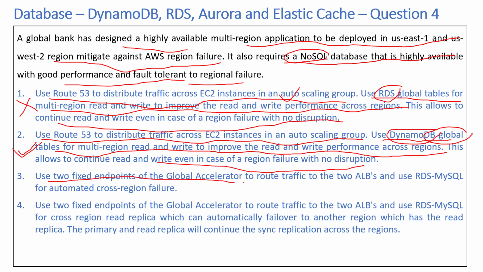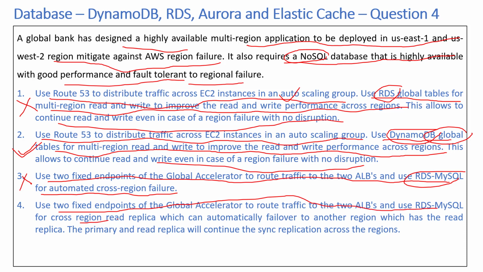Use two fixed endpoint Global Accelerator to route the traffic to LBs and use RDS MySQL for automatic cross-region failover. Again, you can use Global Accelerator, but this doesn't seem to be the correct answer because you have RDS, and what we're looking at is a NoSQL database. Then the final one is use two fixed endpoint Global Accelerator to route traffic to LBs and use RDS MySQL cross-region replica that automates failover to another region which has the read replica. The primary and read replica will continue to sync across the regions.